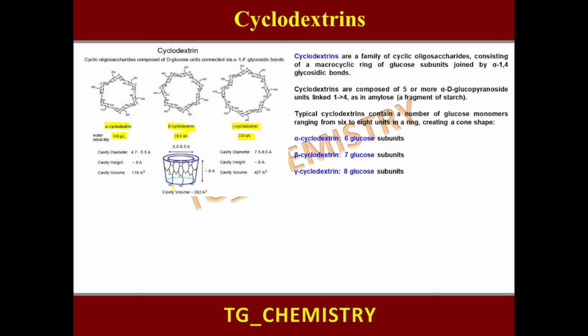In addition to that, cyclodextrins have been applied for the delivery of a variety of drugs, including hydrocortisone, prostaglandin, nitroglycerin, and chloramphenicol as well. So these are very well-known drug molecules, and cyclodextrins are applied for the delivery of such drugs.